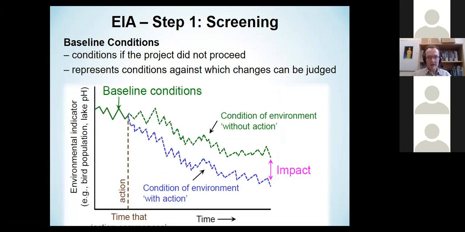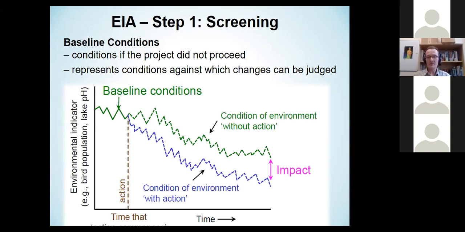I mentioned baseline conditions. This chart attempts to outline what we mean by that. The baseline conditions are how the area would be if the project did not proceed. So if we did not do the development, what would be the conditions of the site? Once we establish that, then we can determine what the likely impacts are and relate them back to that baseline condition. So in order to do this, this needs some kind of survey work to be done.